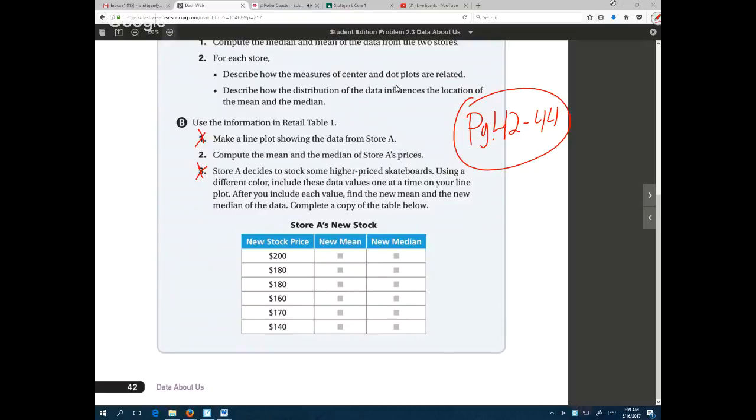So you're going to have to list all these numbers here in order, from smallest to largest, to find the median. And then the mean, what do you have to do with all those numbers right here? You have to add them all up and then divide by how many numbers you have.